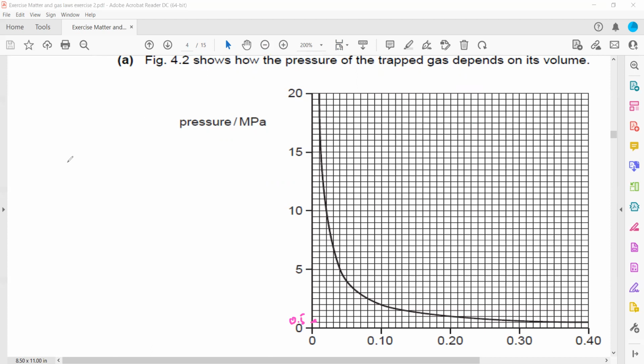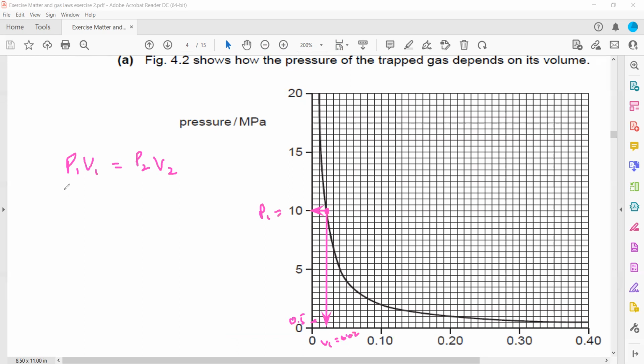Then what we can use is a relation here: the first pressure and first volume equals the second pressure and second volume, P1 V1 equals P2 V2. Now what about P1 and V1? We can take any pressure and volume. For example, I'm taking this point, but I can take any point. It does not make a difference to the final answer. If I take this point, that pressure is P1 and the volume at this pressure is V1. So P1 is equal to 10 megapascal, and for V1, 10 boxes are equal to 0.1, so each box is 0.01. So V1 is 0.02.